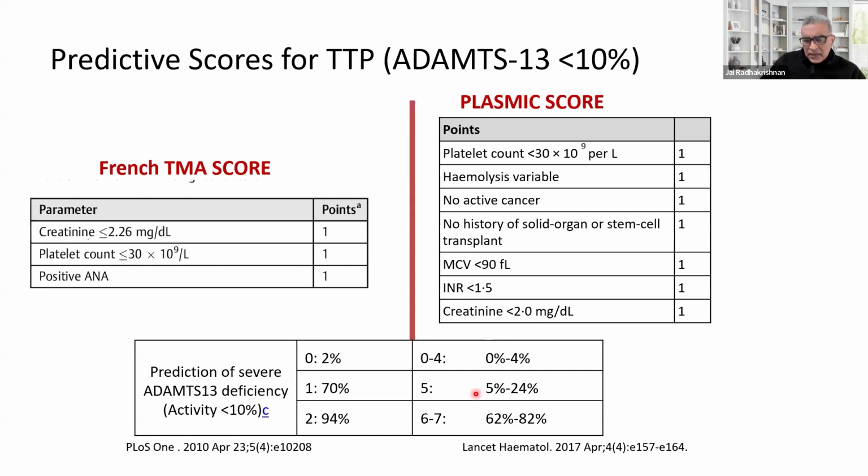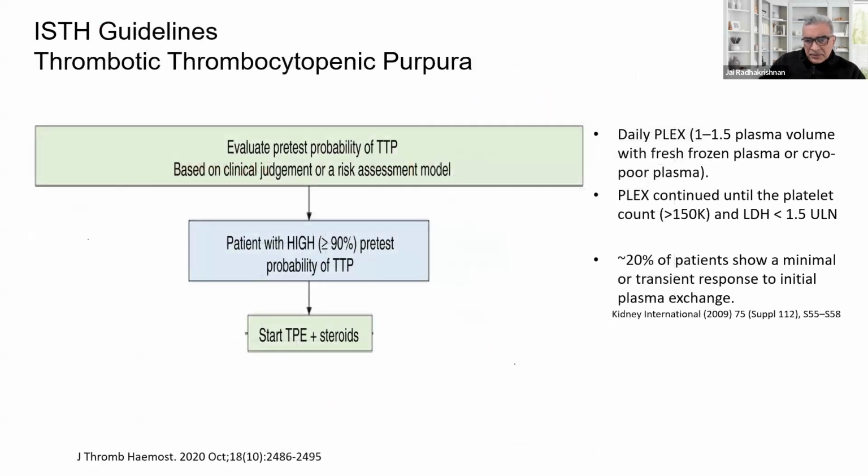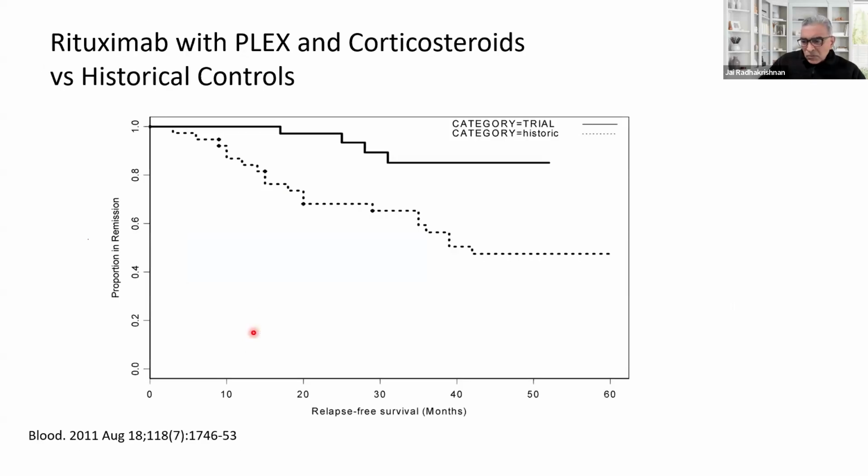So once you have made a diagnosis of a presumed TTP with these scores, then the next step is to start plasma exchange and steroids. So this is unequivocal. The moment you make a diagnosis of this condition, you have to start plasmapheresis and corticosteroids. And then what next? So in most patients, that's not enough. And the current standard now, based on not a controlled trial, but an observational study, showed a remarkable difference in outcome when rituximab was combined with plasma exchange and steroids.